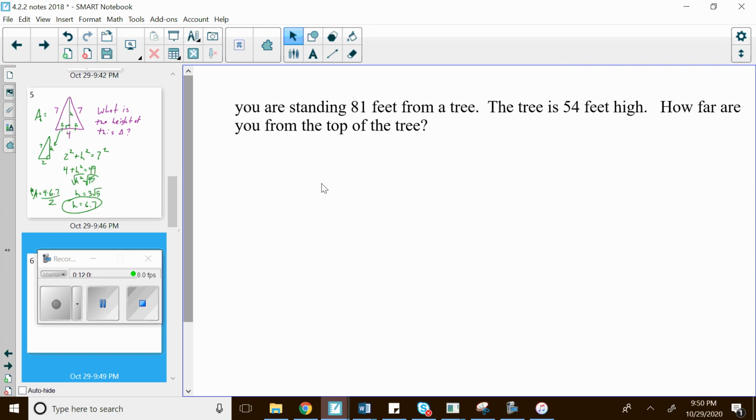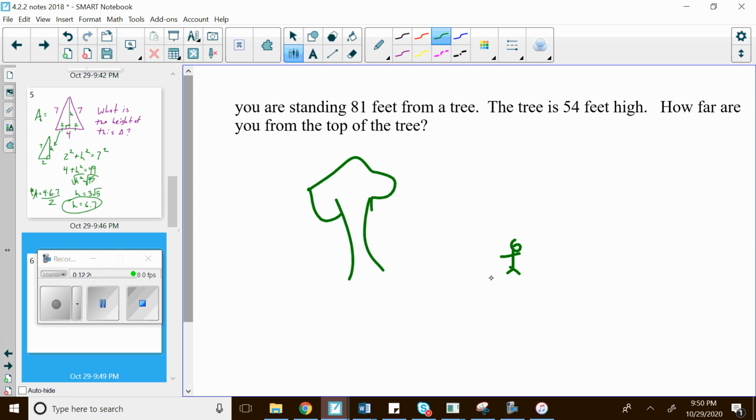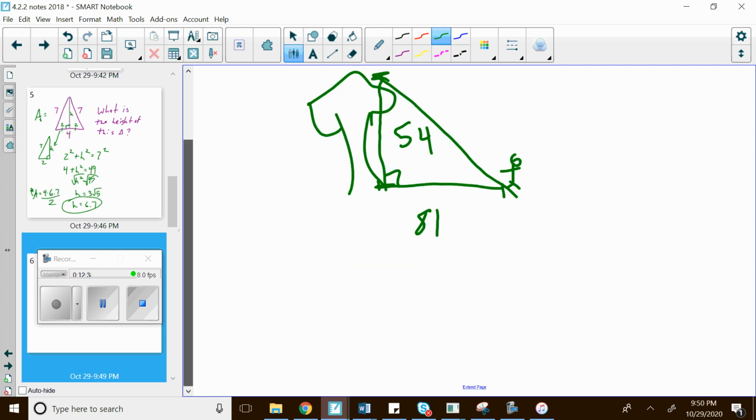So in a word problem, obviously what we're missing is a picture. So draw a picture, right? Here's you. Here's the tree. Okay, and then just kind of fill it in. This is 81. And how tall something is always going to be a 90-degree angle, right? There's your 90-degree angle. That's 54, not drawn to scale. And we want to know how far are you from the very tip of that tree. Okay, so we draw a nice little picture, and then here's a better version of the triangle.